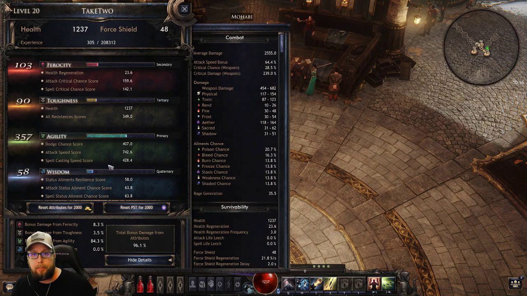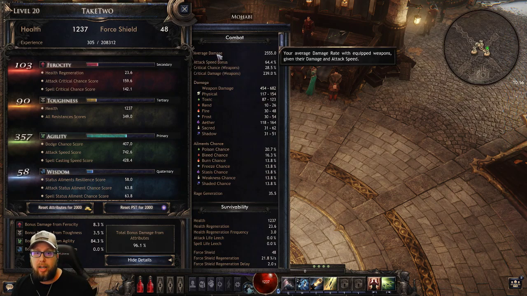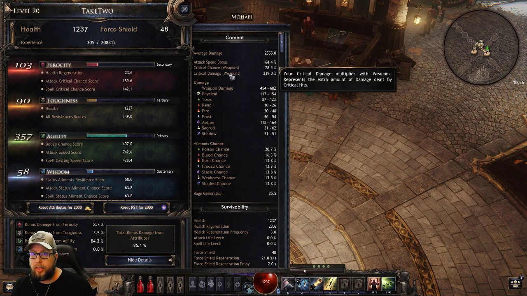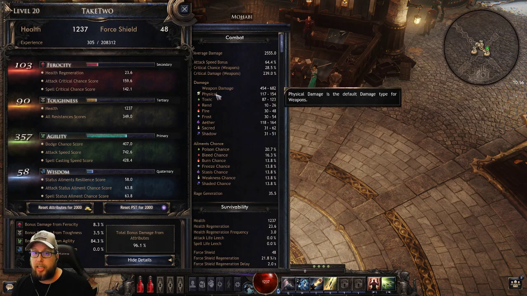So, now that that's explained, let's go into the meat of what I wanted to talk about today. Under the Show Details tab, you're going to see a lot of things. First tab is Combat. Average damage, your attack speed bonus. Then you're going to see your crit chance for weapons, crit damage for your weapons, weapon damage, and then physical. Physical is the damage type for your weapons. That's all that means. And then what else is under that? You have toxic and rend.